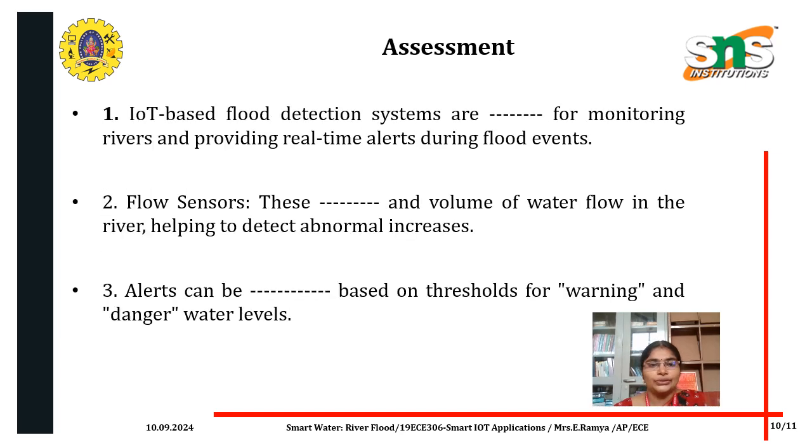Okay, it's time for assessment. IoT-based flood detection systems are crucial for monitoring rivers and providing real-time alerts during a flood event. Flow sensor measures the speed and volume of the water flow in the river, helping to detect abnormal increases in speed and volume. Alerts can be sent based on the threshold level for warning and danger water levels.